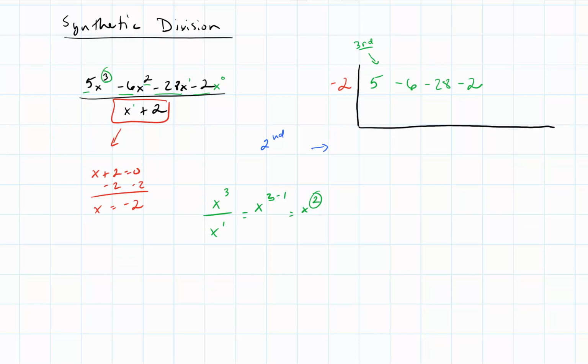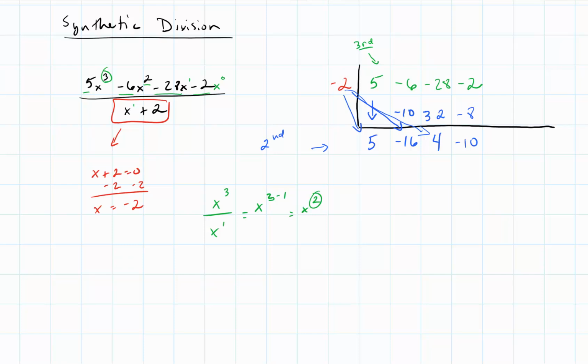The division here is actually pretty straightforward. So we just are going to take the 5 and drop it down here, okay? And then I multiply -2 times 5. That gives me -10. I add those up and I get -16. I do the same thing here. -2 times -16 is positive 32. Add those up and I get 4. And lastly, I multiply the -2 times the 4 and I get -8, which is going to give me -10 when I add up -2 and -8.